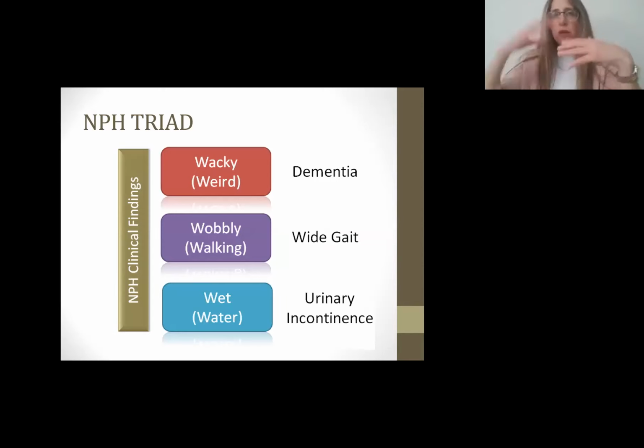So a patient comes with confusion, dementia, memory loss, and unstable gait, and urinary incontinence. Usually it starts with urgency. This triad you cannot miss. This is 3 marks on your exam. This is like just telling you, just pass, please. So wobbly, wacky, and wet.